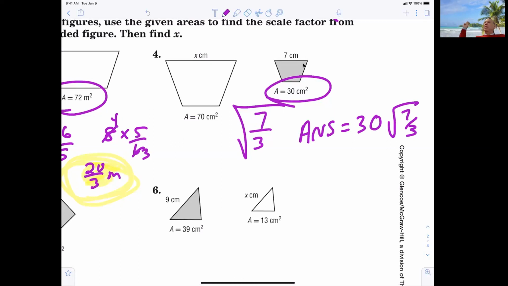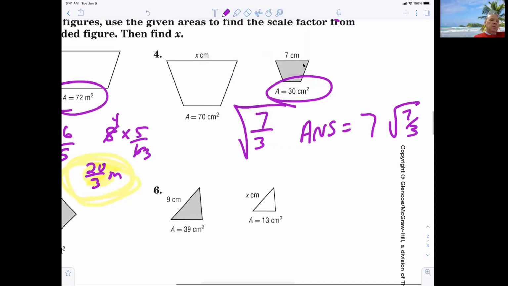Oh, you're right. Thank you, Sam. You're right. I'm not looking for area. I'm looking for sides. Sorry about that. Sam, good job. Good catch. I'm not doing area. That's my mistake. It is what? Not 30, but what? 7. Thank you again.